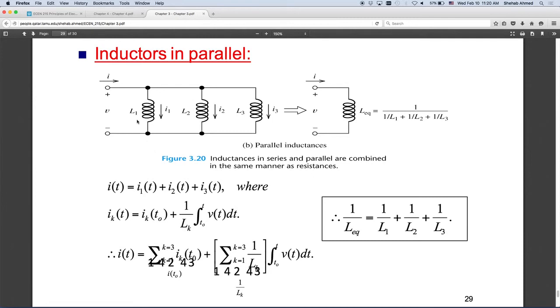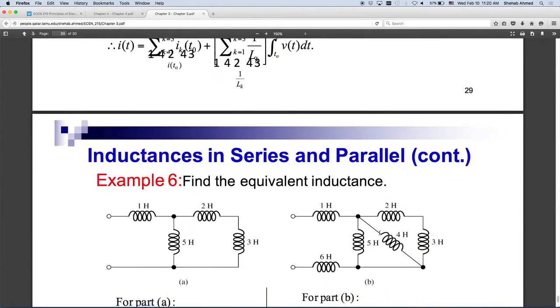The voltage, since they're all in parallel, is the same. So the integration of the voltage is the same. So that can stay outside, and then you have to sum up the 1 over each individual inductance. And that's why 1 over the equivalent inductance is equal to 1 over each of these inductors summed together. Okay, so that's inductors, series, and parallel.